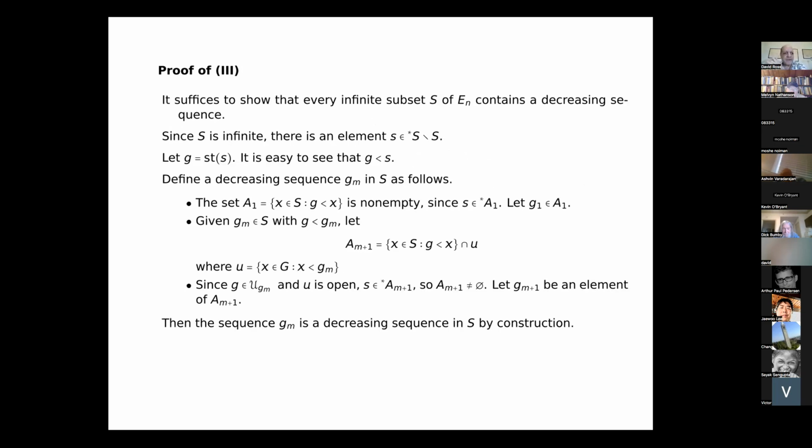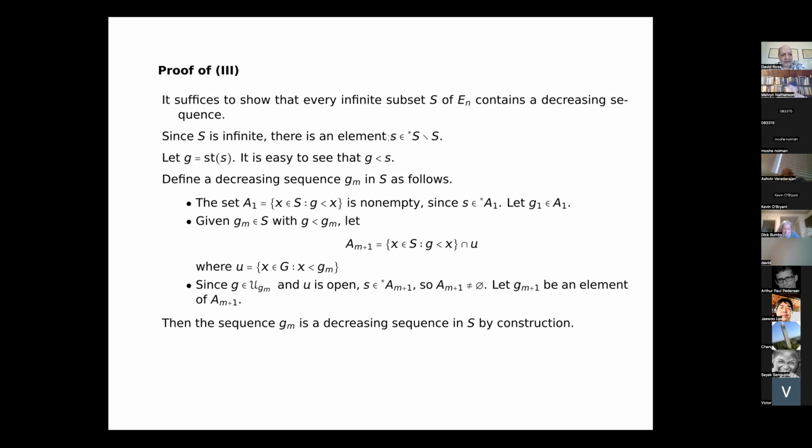So first of all, it suffices to show that every infinite subset contains a decreasing sequence, because if you had an increasing sequence, it would have to have an infinite increasing sequence. So let's show that every infinite subset of the set of n-term Egyptian fractions contains a decreasing sequence.